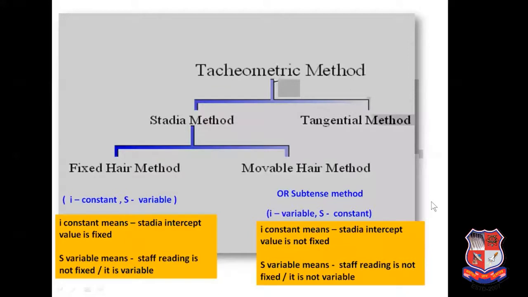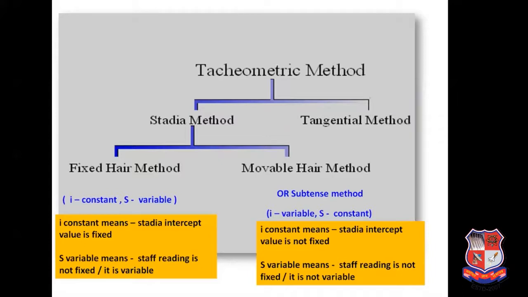Now let us discuss the methods of tachyometric surveying. Basically, there are two methods of tachyometric surveying. One is the stadia method and the second is the tangential method. The stadia method is again divided into two methods.